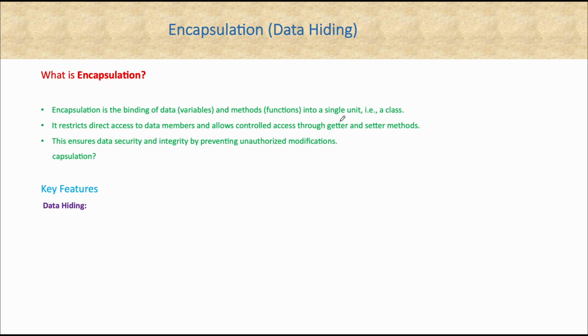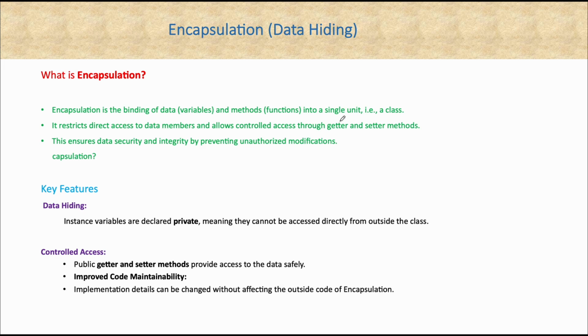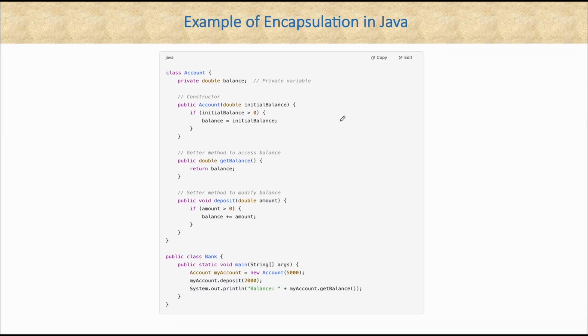If encapsulation is not properly implemented, many losses can happen. You know that the cyber attacks that happen on software applications happen because of a low level of encapsulation. Data hiding: instance variables are declared private, meaning they cannot be accessed directly from outside the class. Control access: public getter and setter methods provide access to the data safely. Improved code maintainability: implementation details can be changed without affecting the outside code.